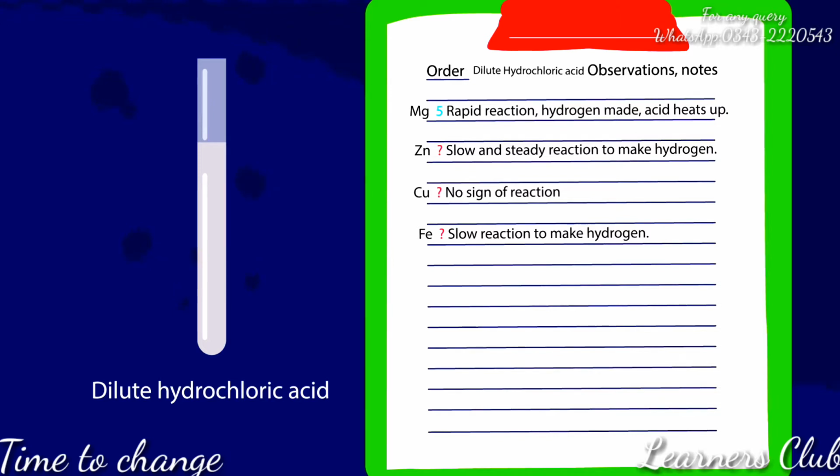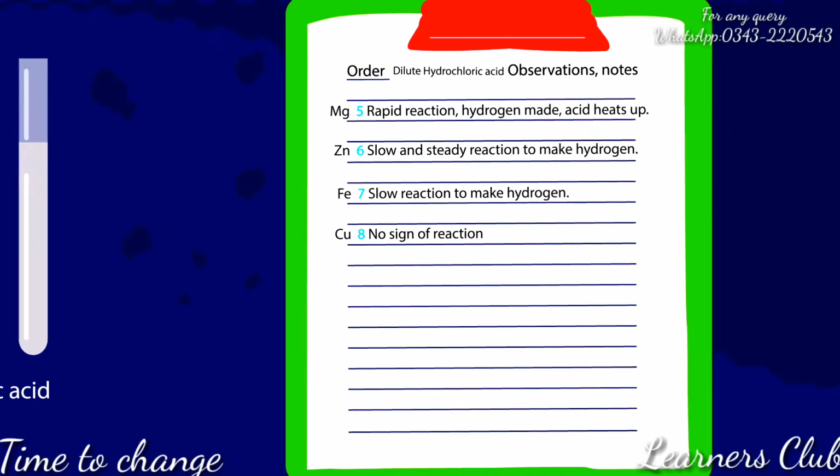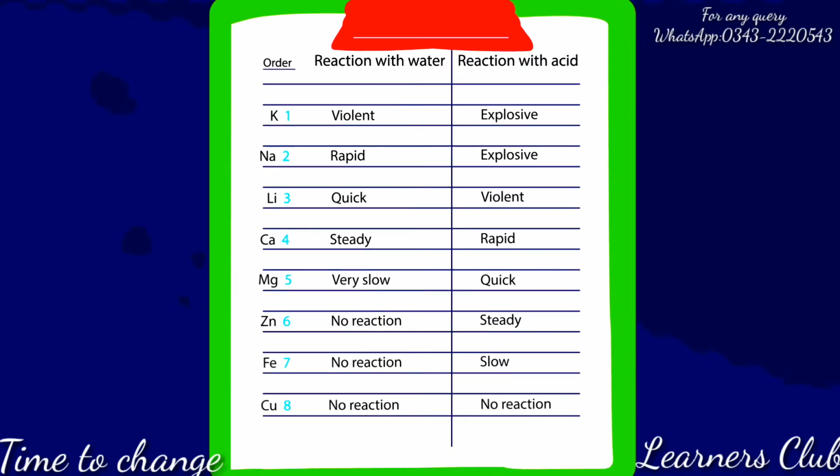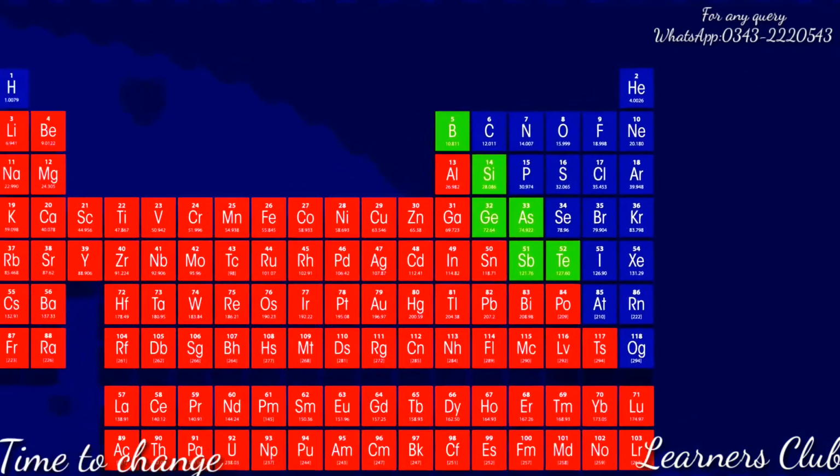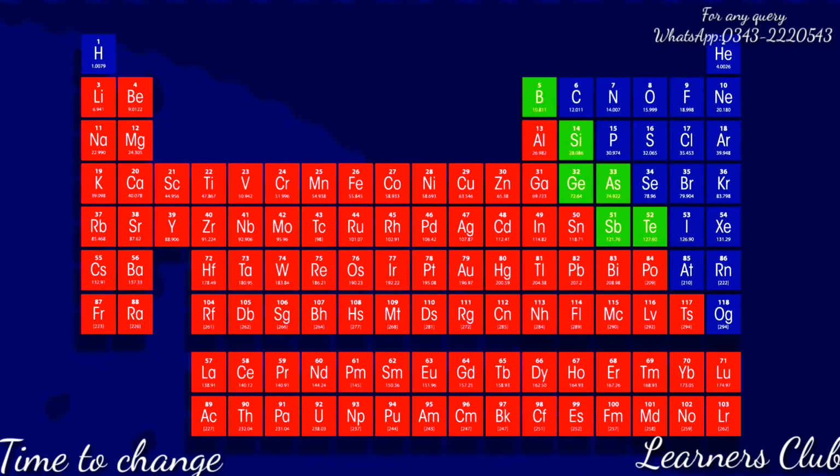And now, rewrite the list again. From these two experiments, we can rank all 8 metals in order of chemical reactivity. This is of course a selective list, or else we would need to include over 70 metals.